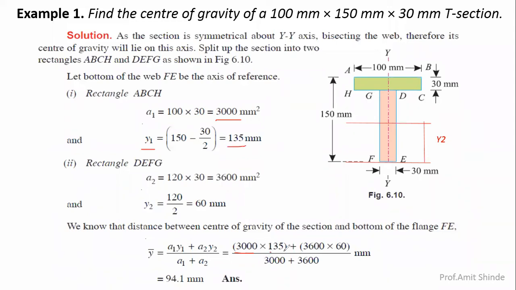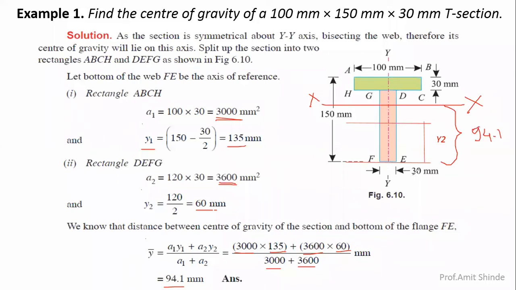y1 is 135, put this value over here. a2 is 3600, put this value over here. y2 is 60, put this value over here. Again in the denominator, a1 is 3000 and a2 is 3600. Now make the calculation and you will get y bar as 94.1 millimeter.